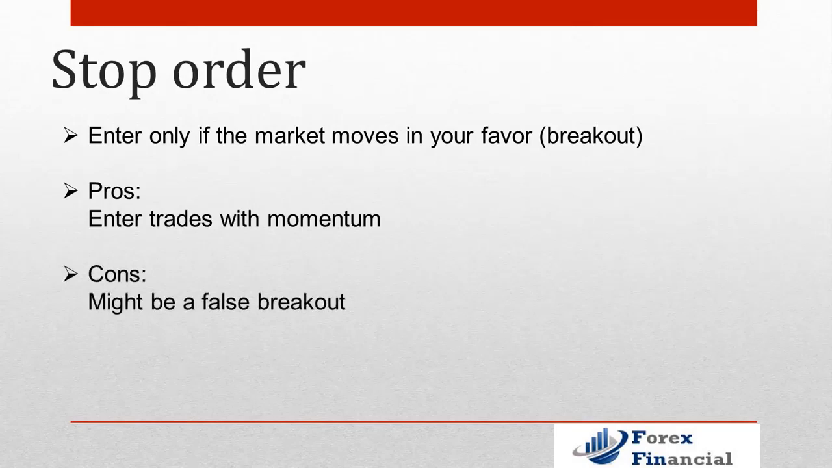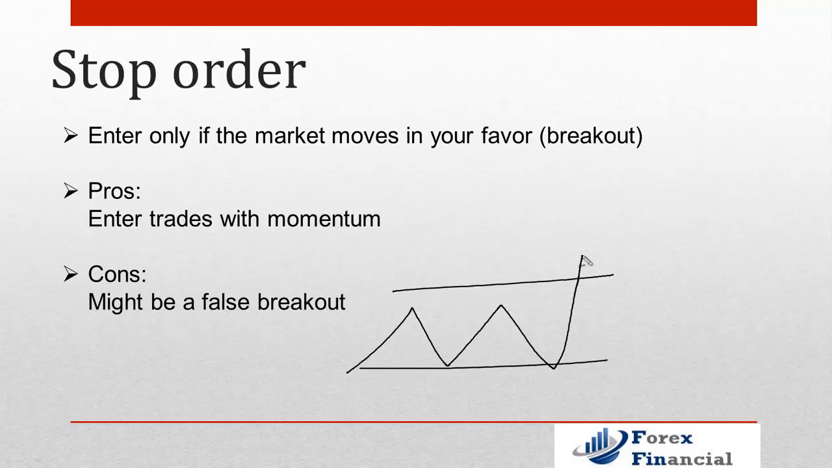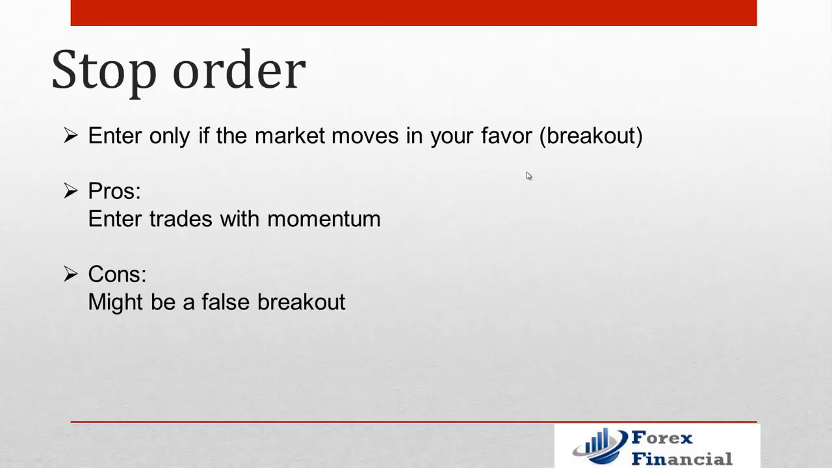The downside to this is that this might be a false breakout. So what's a false breakout is, say the market over here breaks out and then it does a reversal and goes back into the range. So this is what we call a false breakout. All right, so that might be possible if you are using a stop order.